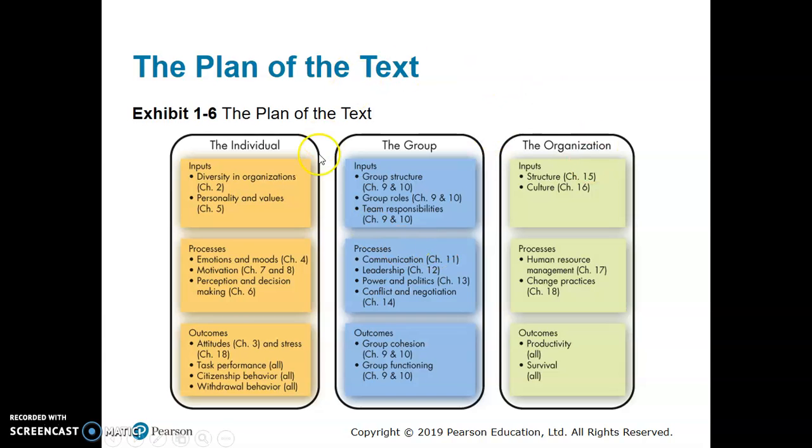In this textbook, we're going to cover the individual level of analysis, the group level of analysis, and the organizational level of analysis. At the individual level, we have inputs, the process, and the outcomes. We're going to study, for example, individual diversity in chapter 2, the next chapter, under the individual level of analysis, and personality, and the process to achieve this outcome. For the group level, we're going to discuss group structure in chapters 9 and 10, group roles in 9 and 10, also team responsibility in 9 and 10, and the outcome is in the same chapters.